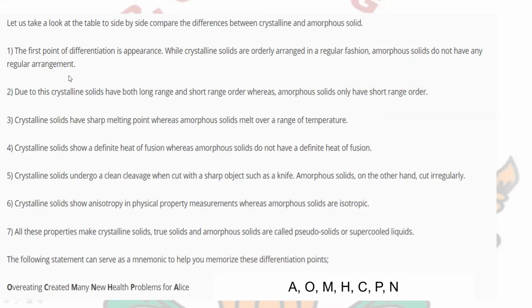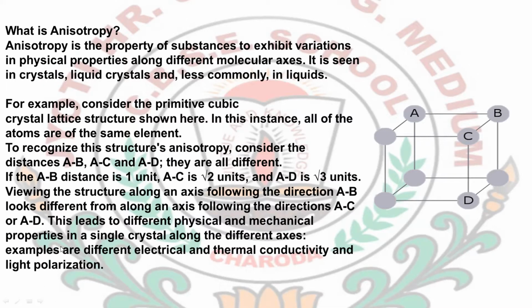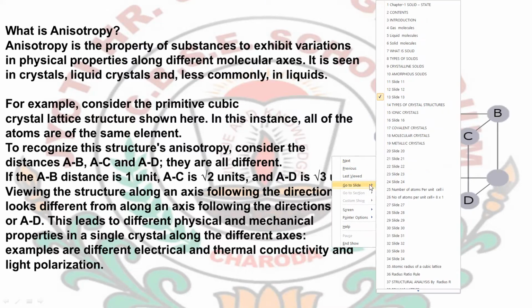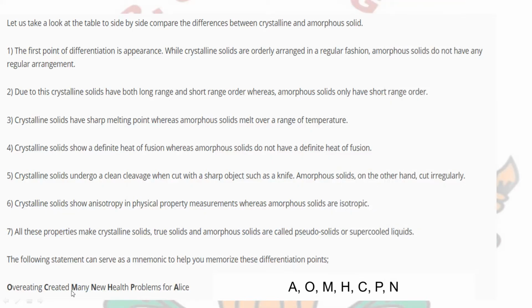The mnemonic was: overreacting created many new health problems for Alice. Okay, this was the mnemonic we were using. So, how do we use this mnemonic for remembering the difference between crystalline and amorphous solid?